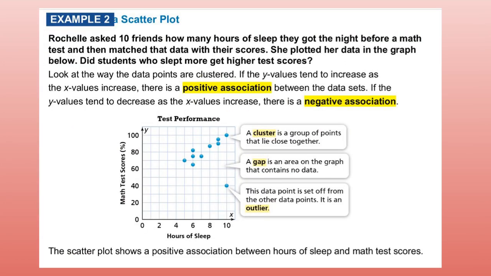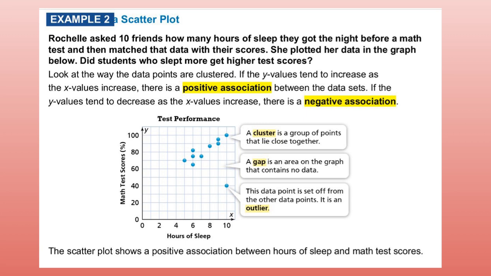All right, example 2 at the top of the next page is really getting you into a lot of vocabulary. Rochelle asked 10 friends how many hours of sleep they got the night before a math test, and then matched that data with their scores. She plotted her data in the graph below. Did the students who slept more get higher test scores?